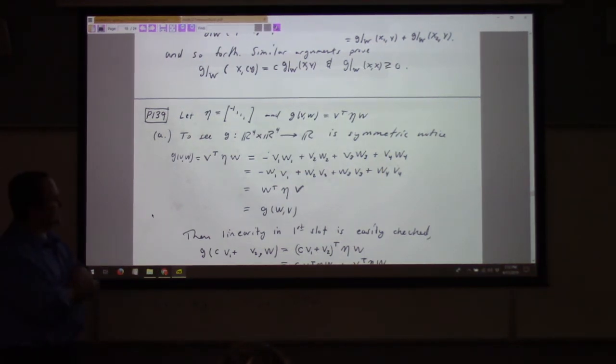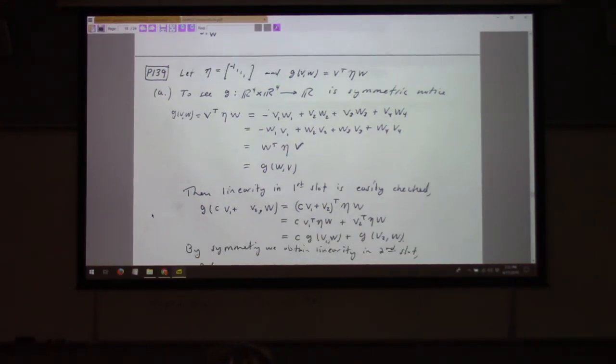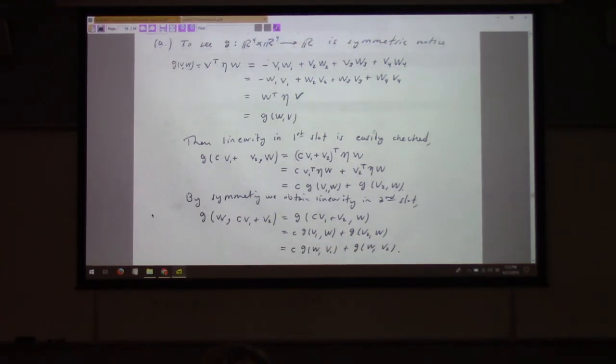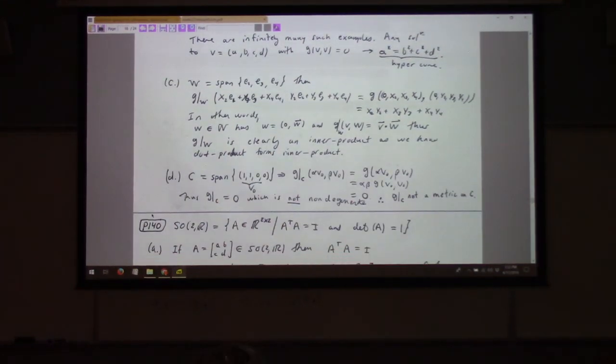But here's the proof of symmetry in stupid gory detail. This times that is actually that. And if you just change the order of the letters, it's that, which is that, so it's symmetric. So the quintessential symmetric bilinear form is just the dot product. The dot product is a symmetric bilinear form. You can prove that a form is symmetric if and only if its matrix is symmetric. Anyway, I'll talk more about this Friday, so I don't want to do too much more here.